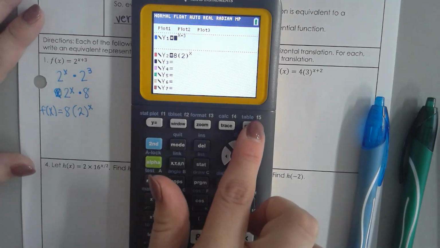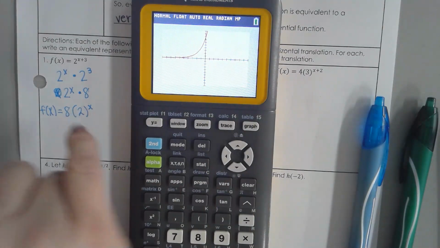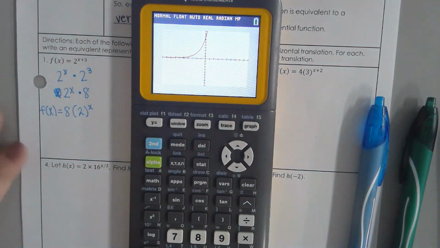So, you didn't really get to see it, but it did the blue line first, and then the red line went literally over top of it because they're exactly the same.